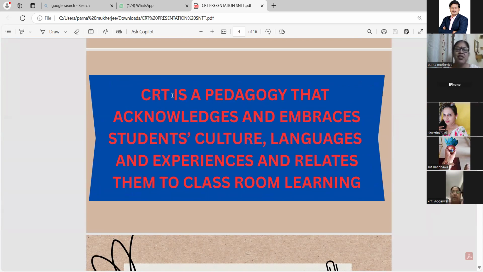As the definition states, it is a pedagogy that acknowledges and embraces students' culture, languages, and experiences and relates them to the classroom learning. Now, we might think, what is so special about it and why do we need to address this? And specifically, your NEP is asking us to address this particular topic. Can I get a response from any one of my friends in the session on why this becomes important nowadays?